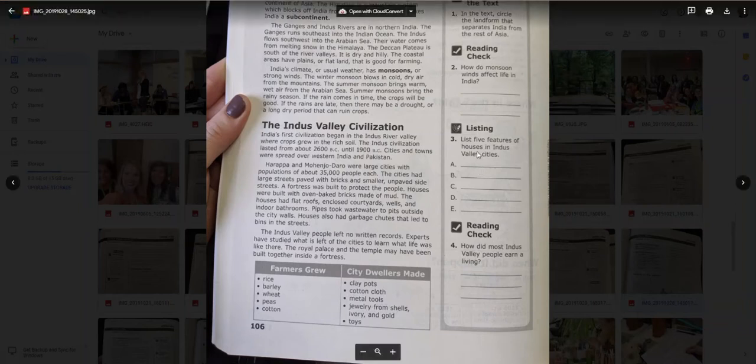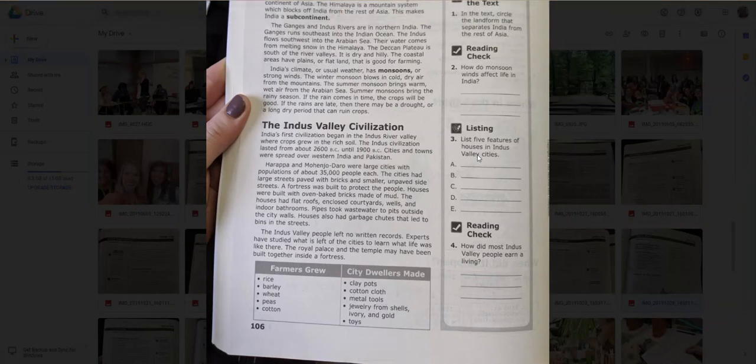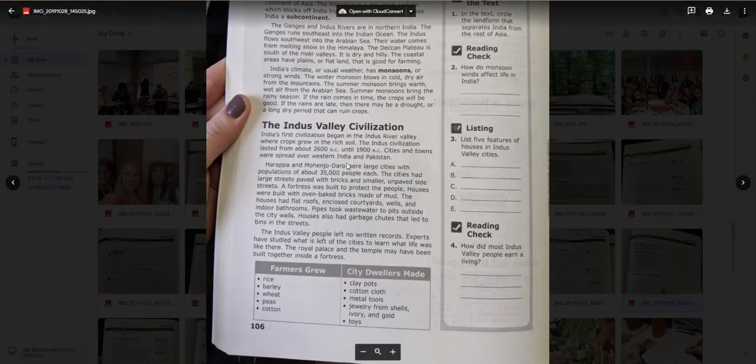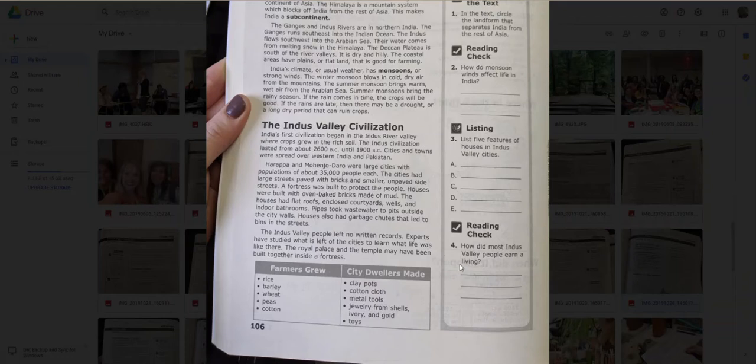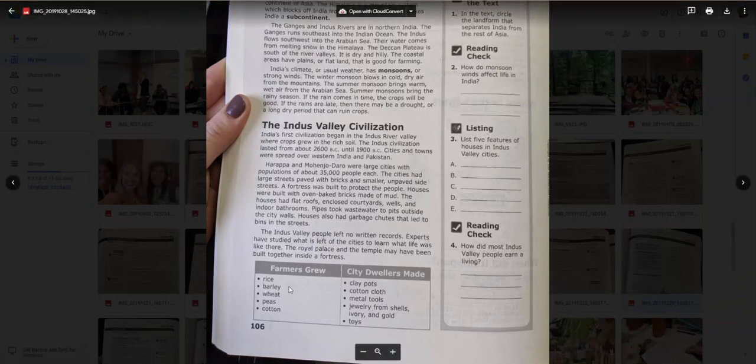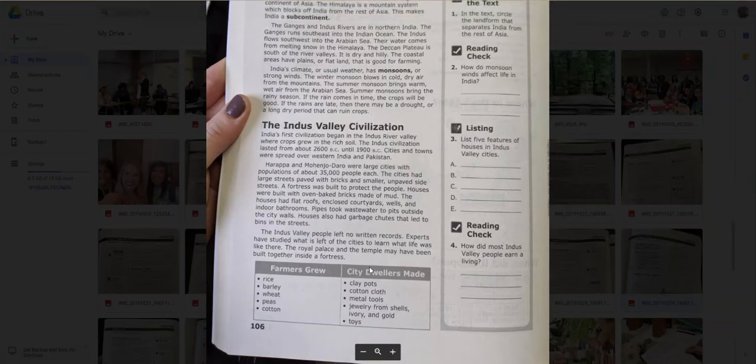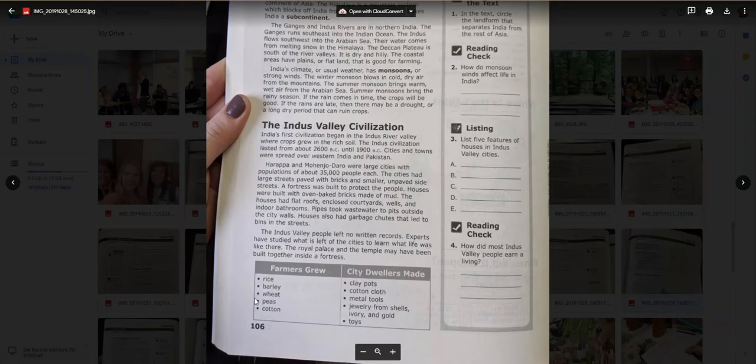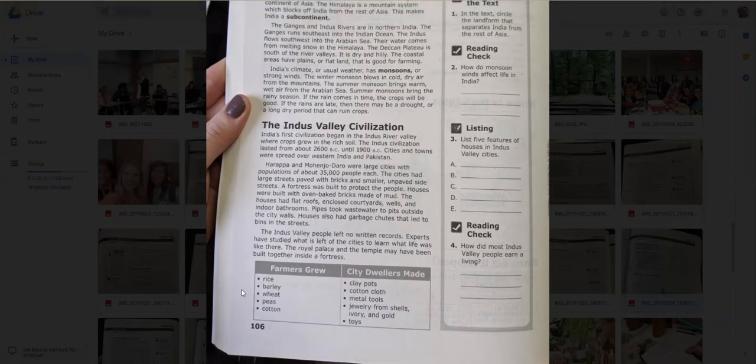So number 3 says list 5 features of houses of the Indus Valley cities. So that's going to be right in here. Number 4 said, how did most Indus Valley people earn a living? So you're either a farmer or you're a city dweller. If you're a farmer, you're growing things like this. If you're a city dweller, you're making things like this. But most people were probably farmers or brick makers or things like that.